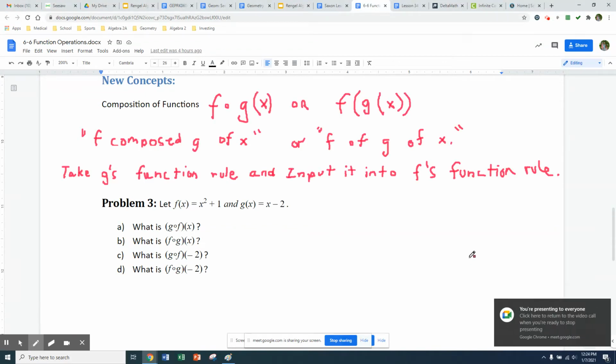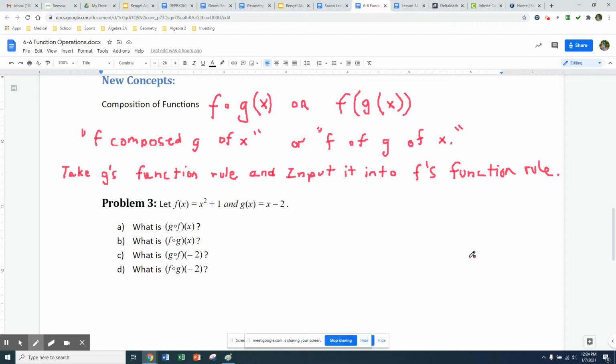Heading into composition of functions. So this is going to be a new topic for all of us. I know I posted the video already, so some of you have already looked at this assignment. So you'll get some more practice with it today, and hopefully continue to understand it better.